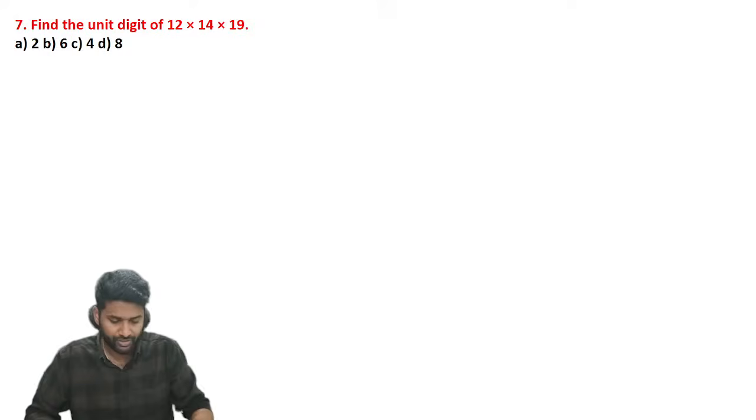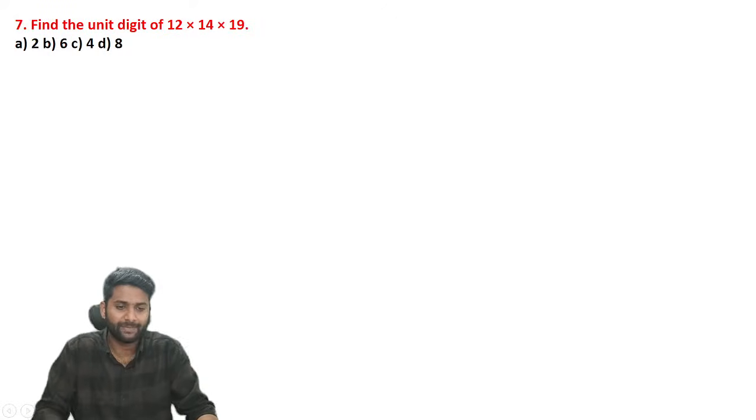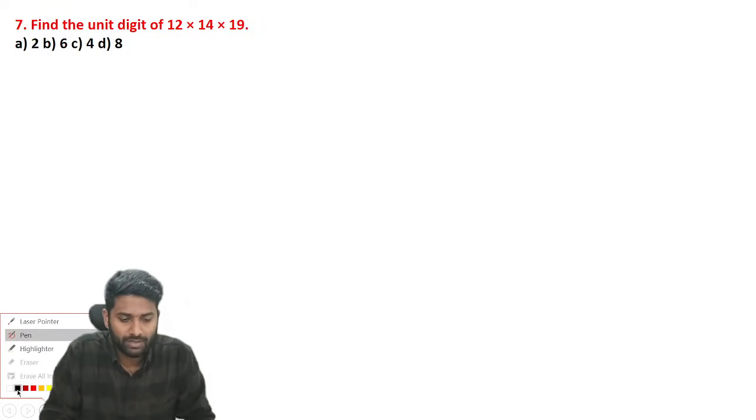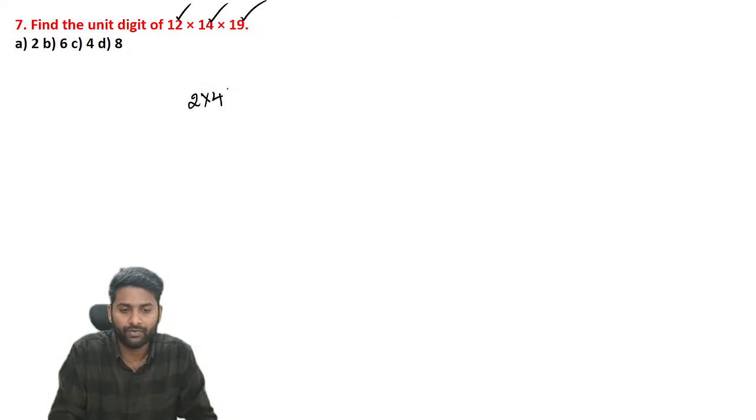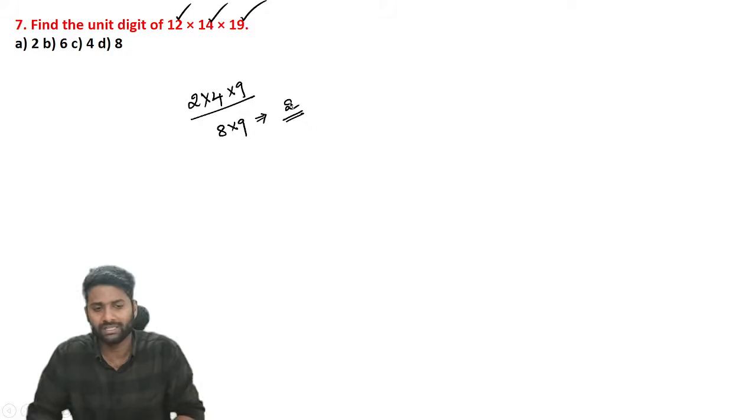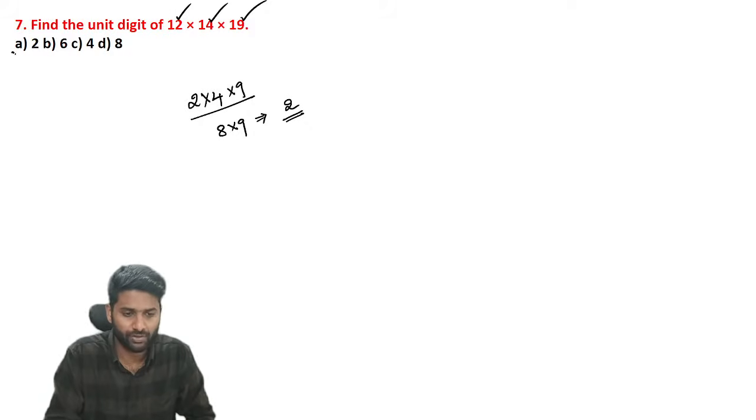Now here in the question, we need to identify the units place value. See, if you take the product of 12 into 14 into 19, it gives some result, but it's time-taking calculation. So we have to focus only on the units place. Every time, whatever number is given, pick the units place value. 2 into 4 into 9. So 2 into 4 is 8. 8 into 9 again gives a result with units digit 2. Don't focus on the overall result, just focus on the units places only.